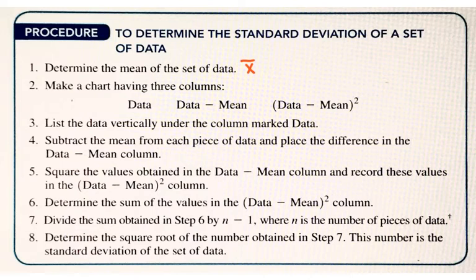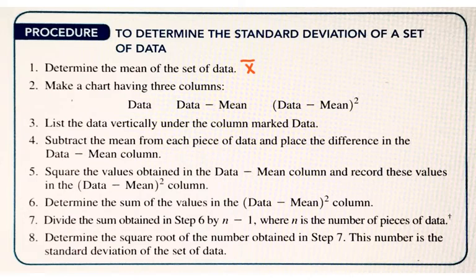Now, squaring these means that we're going to get values that are positive. One of the reasons why we square our data minus mean is because when we subtract, we might get negative values, and by squaring, it ensures that we won't have any negatives, because a negative times a negative equals a positive. Number 6, we'll determine the sum of the values in the data minus mean squared column.